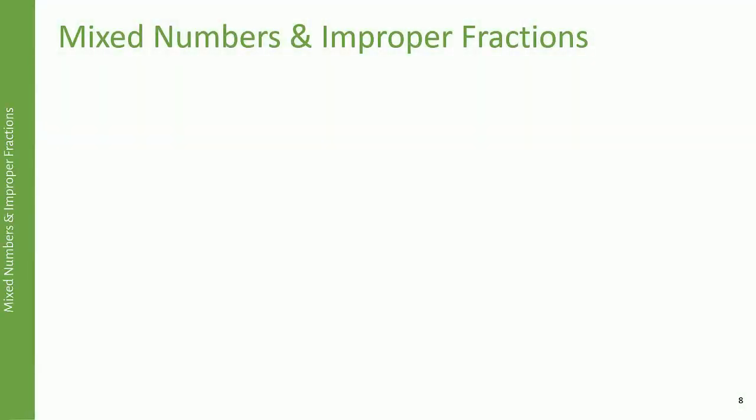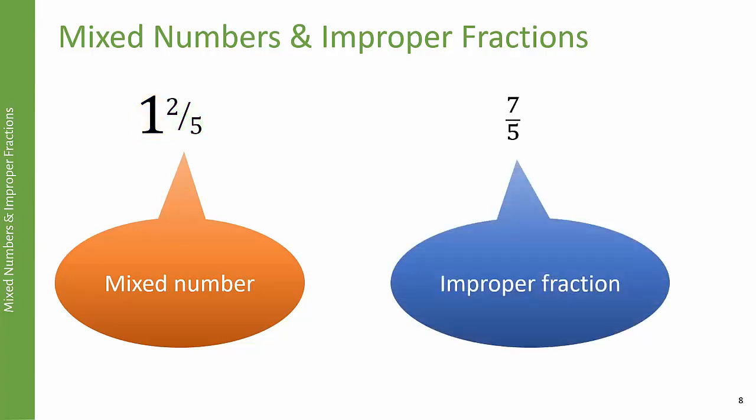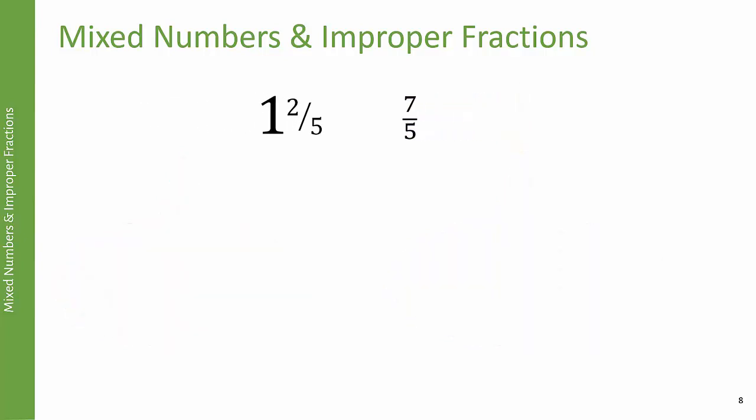Mixed numbers and improper fractions are different ways of writing numbers that are larger than 1. A mixed number has a whole part and a fractional part. An improper fraction has a numerator that is larger than its denominator. These are different ways of writing the same quantity. In this case, these two fractions are equal. To write a mixed number as an improper fraction, we write the 1 as 5/5. To get that, we do 1 times 5, and then we add the 2 to get a total of 7/5.